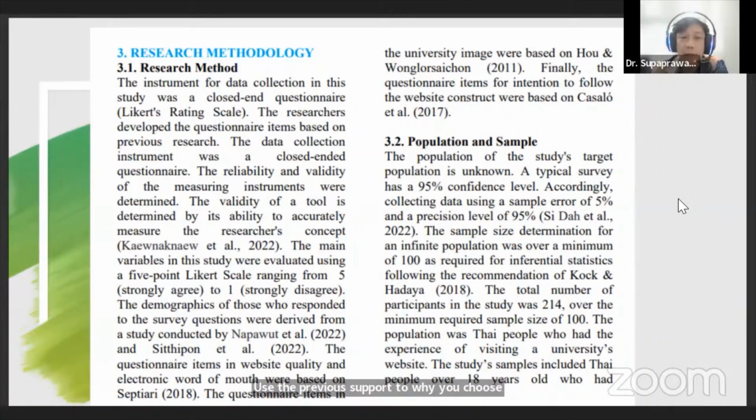And it's better, again, if you collect the data from samples who are over 18 years old, to avoid the ethical issue with respondents lower than 18, because you have to ask for permission from their parents.